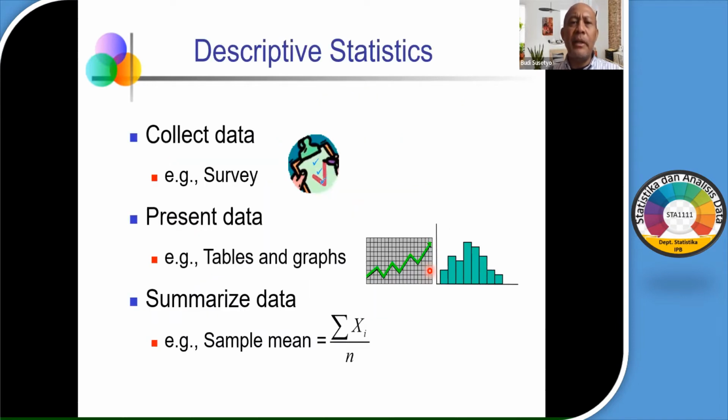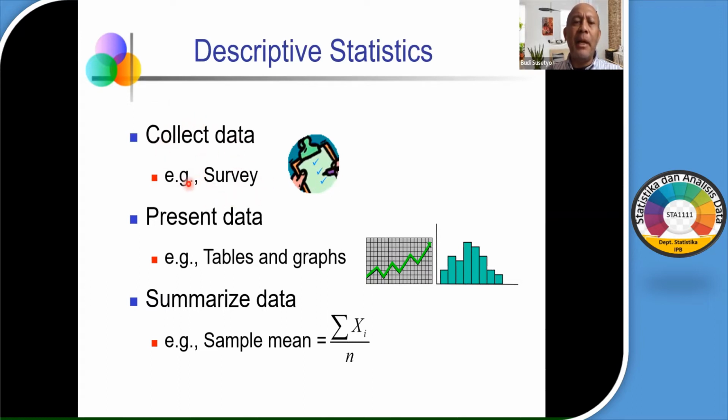So, descriptive statistics. This is some examples of descriptive statistics, and you will learn the methods of descriptive statistics in the next meeting. But in this meeting, I just inform you of some examples of descriptive statistics. The first one is to collect the data. You can use a survey, or you can use experimental design.